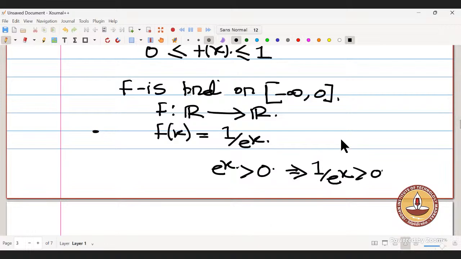So then the range of this function cannot be minus infinity to infinity, right? The value of the function is always greater than zero. Then how can minus infinity to infinity be your range? See, minus infinity to infinity is your codomain.